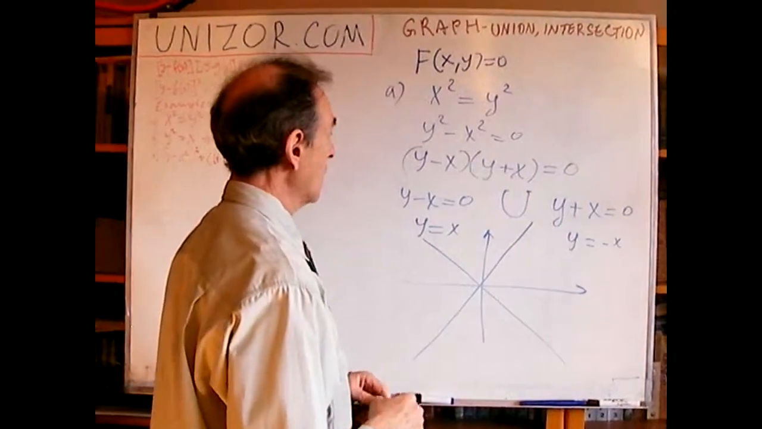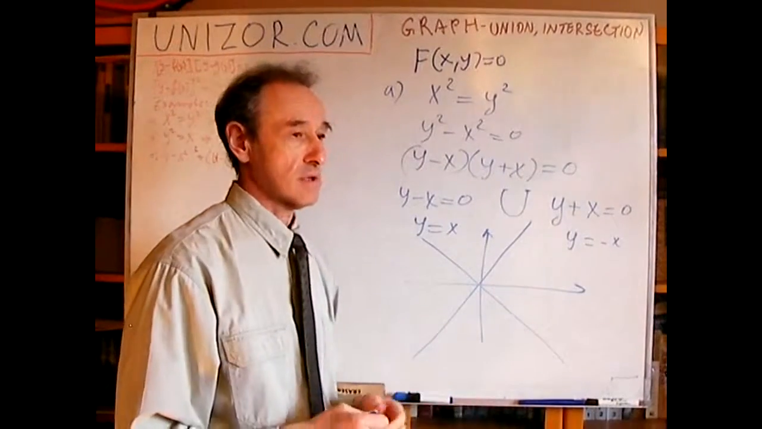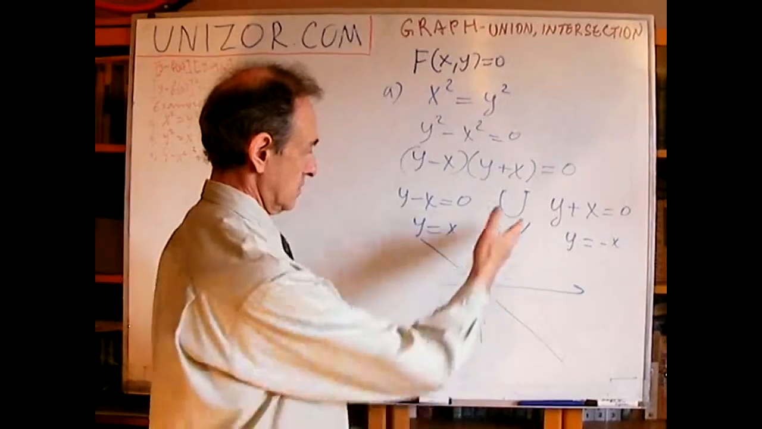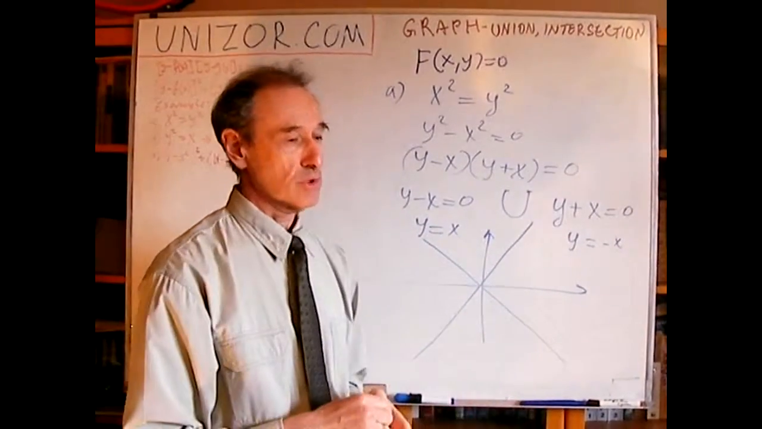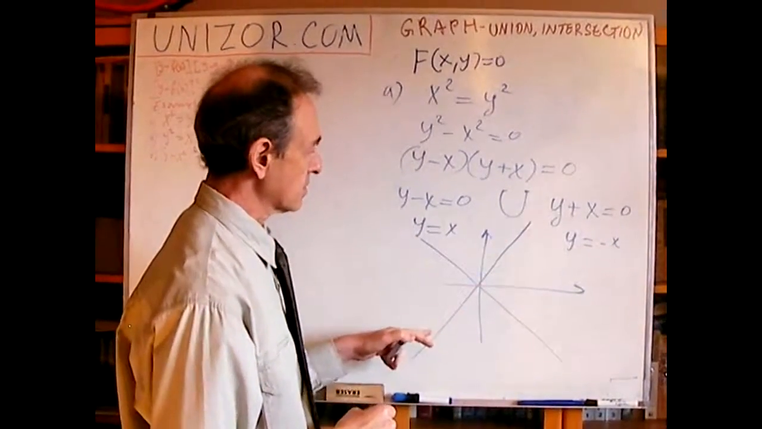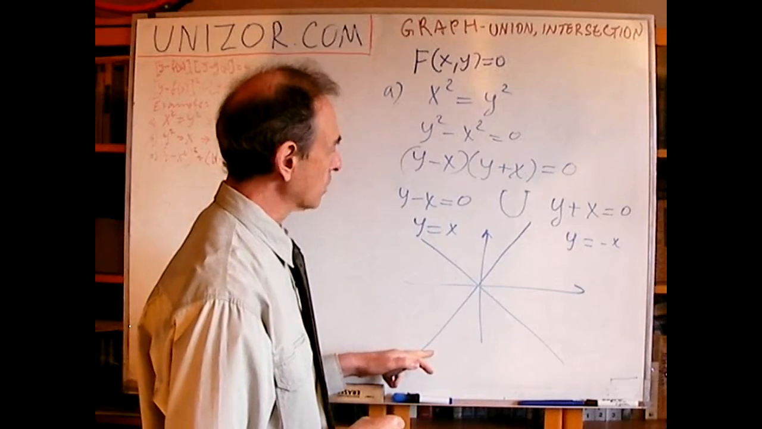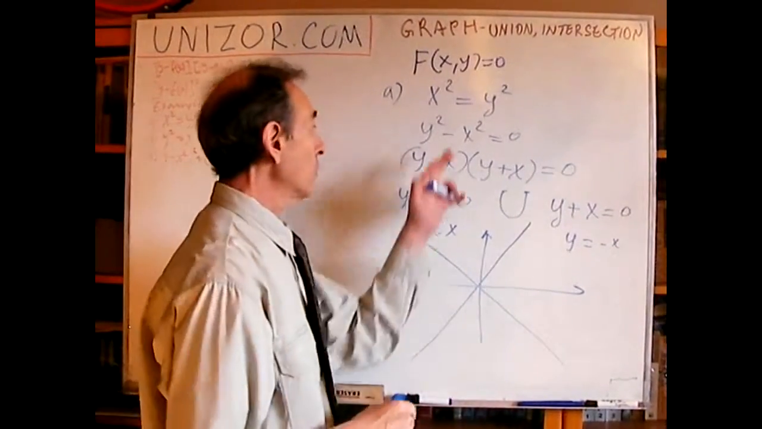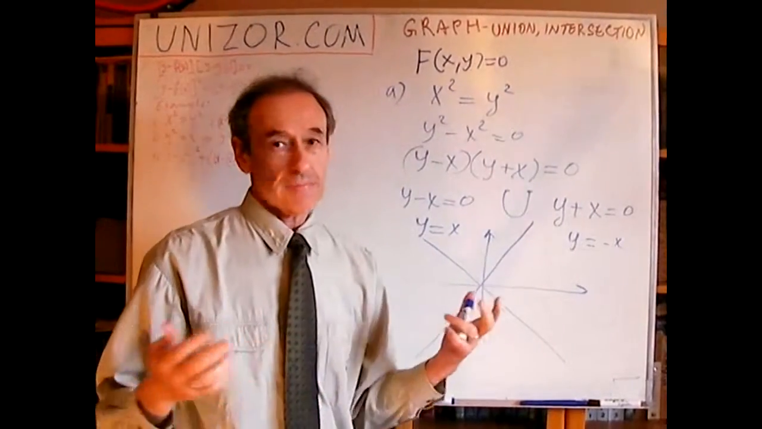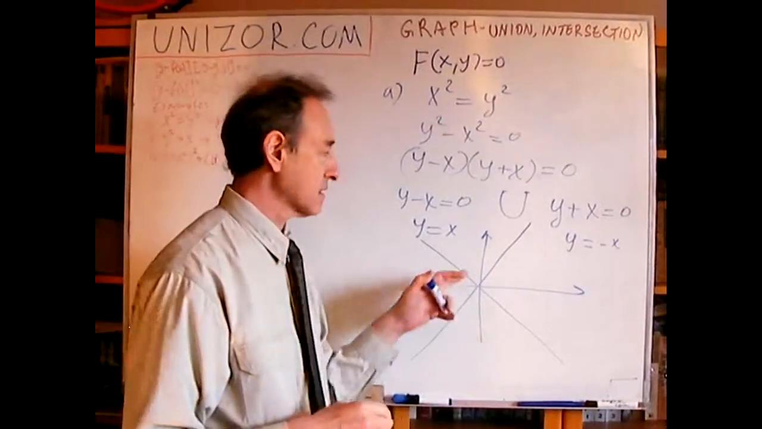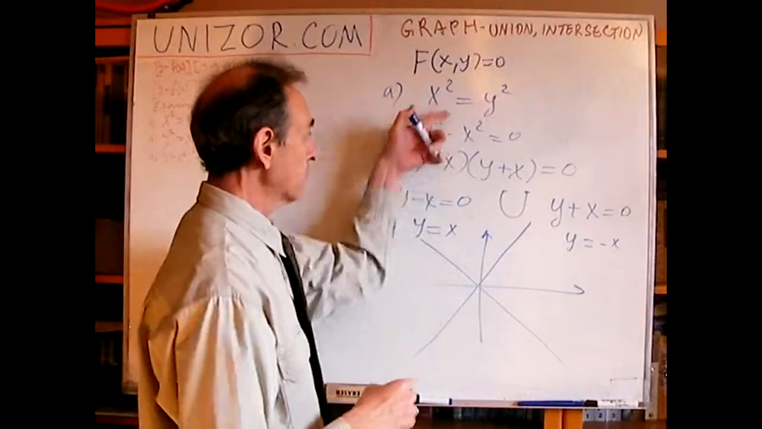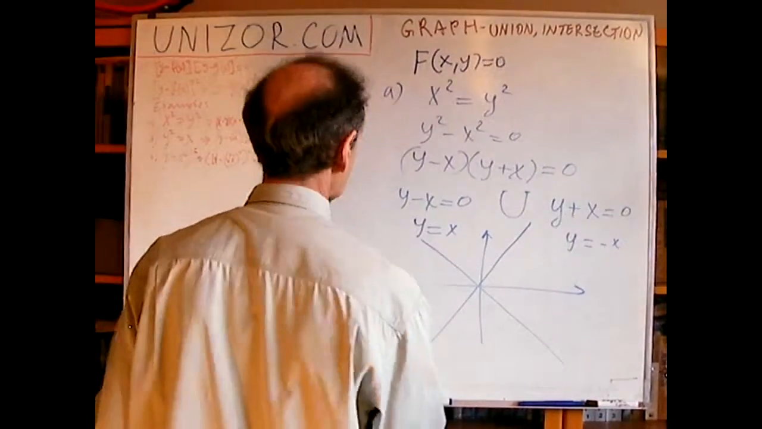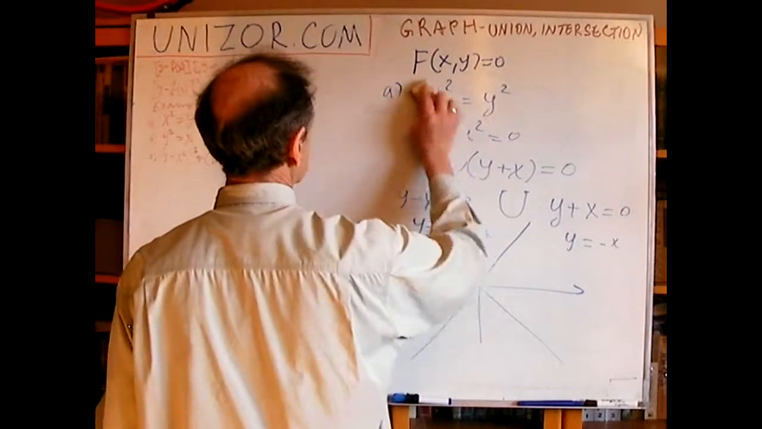Now, is it obvious that this is exactly this particular set of 2 lines? This is bisecting the first and the third quadrant, and this is bisecting the second and the fourth quadrant. Well, looking at this, I'm not sure it's so obvious that this is really the graph. But if you transform it in this way, it's kind of easy. All right, second example.